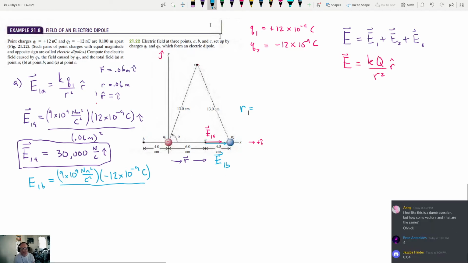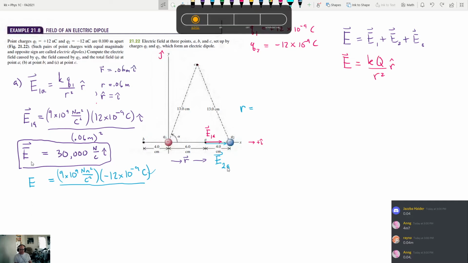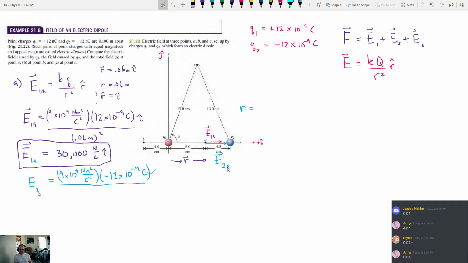Oh my god, I'm using... Okay, this is just getting really bad. I gotta fix all this stuff. This is not E1B. No. This is charge 2, right? So we're gonna call it E2A. Whoops. This one's E1A. But this is gonna be E2A. Oh my god, it's so bad. 0.04 meters, absolutely. So for B, we're gonna use 0.04.